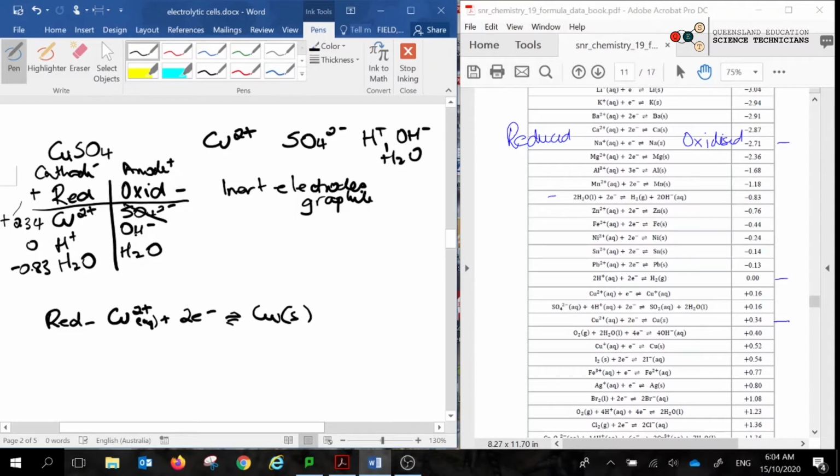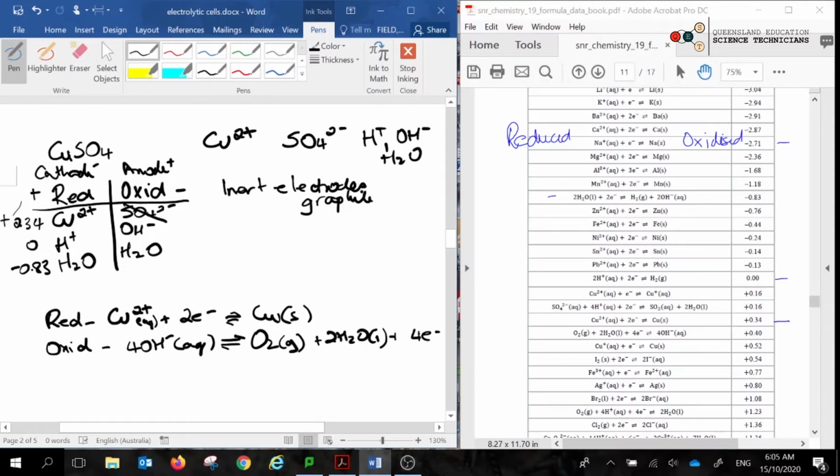I know that my 4OH- will make my oxygen. My water also makes oxygen. It doesn't really matter which of these you choose. For ease, I tend to just choose the 4OH-. So we have our oxidation of my hydroxide to make my gas and my water and 4 electrons. In this case, it's not quite balanced yet.